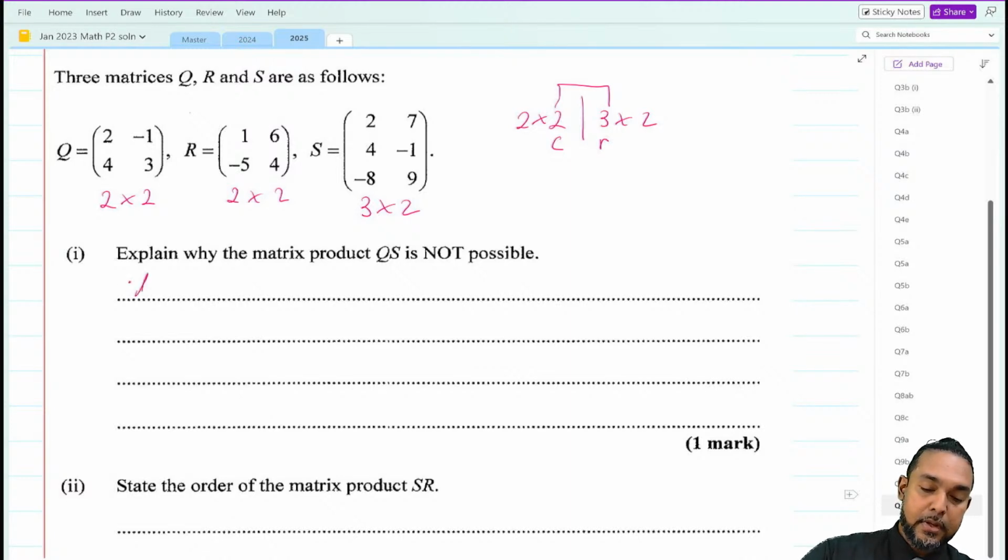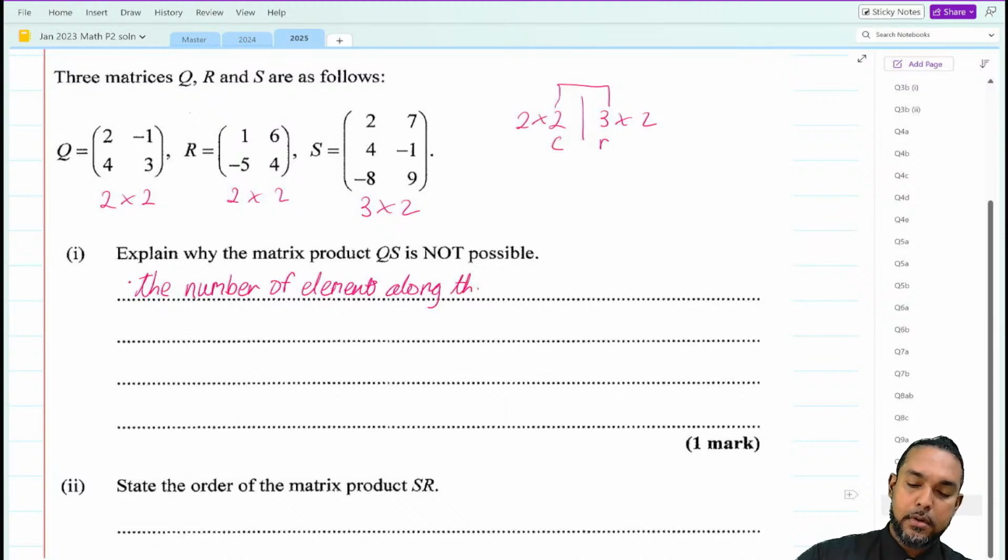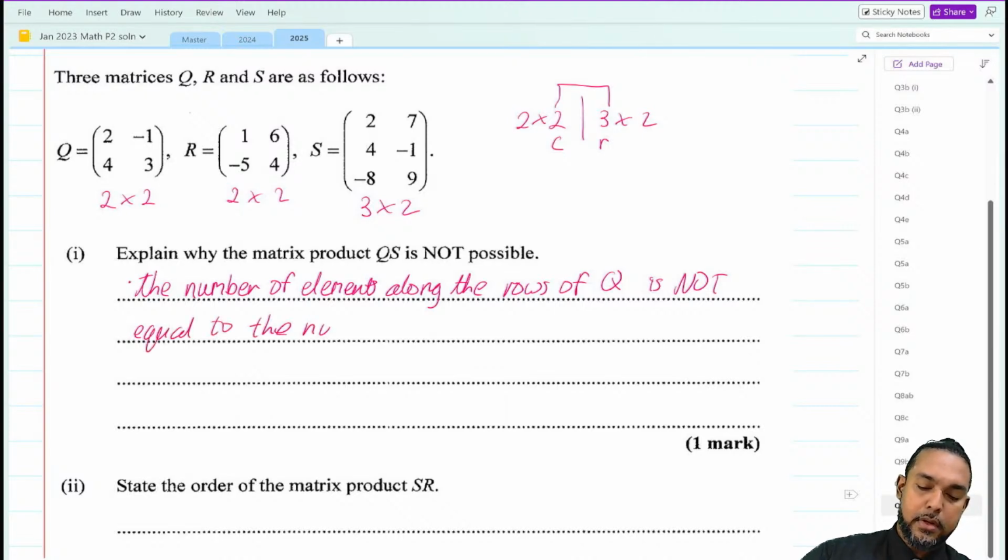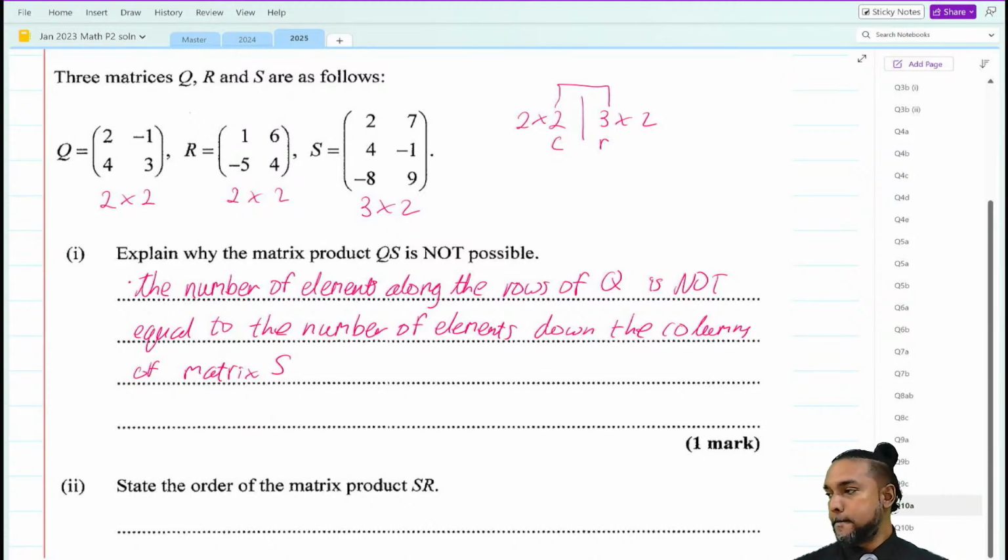You could say that the number of elements along the rows of Q is not equal to the number of elements down the columns of matrix S. All right, so you could say it like that, or you could simply say the number of columns in matrix Q is not equal to the number of rows in matrix S. Right? It's a shorter way of saying the same thing.